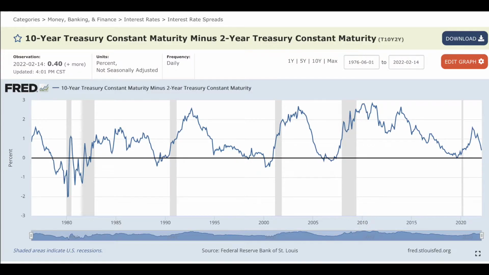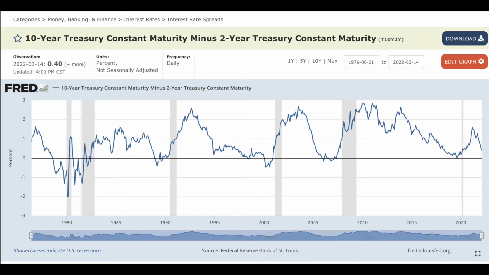Now this graph, which is basically the difference between the yield of the 2-year treasury and the 10-year treasury, shows that as soon as it goes below the zero line, it means the yield curve is getting inverted, and whenever it happens, you see this gray line. This is the recessionary period.